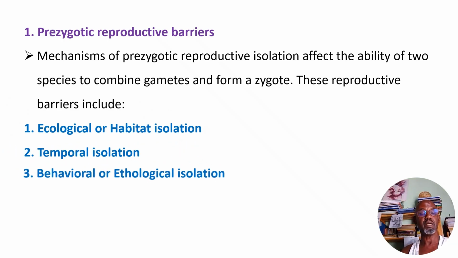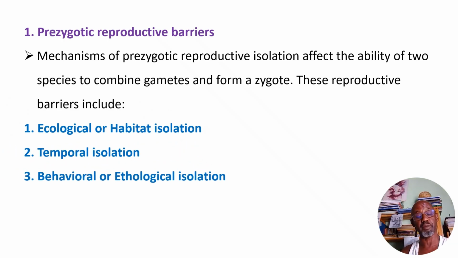The other is behavioral or ethological isolation. Whenever it comes to reproduction, which behavior do you remember? Animal behavior, grade 11, unit 2, I think. Courtship behavior. Ethology is the science that studies animal behavior. Which behavior? Not all behaviors. It specifically talks about sexual behaviors, particularly courtship behaviors.